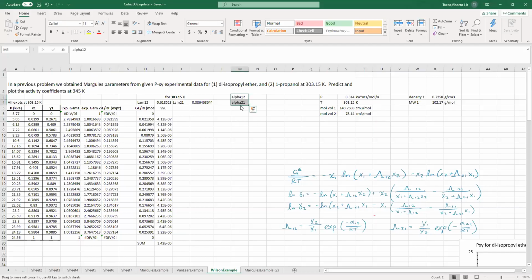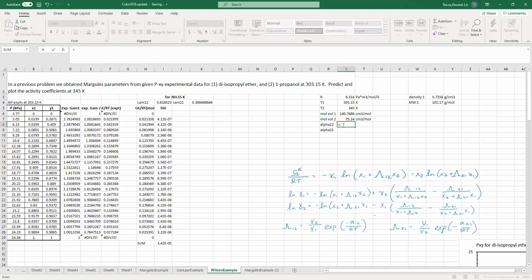I changed my mind about how I want to lay this out. I want to put alpha 1, 2 and alpha 2, 1 over there. I also want to call this T1, and I want to import another variable for T2, which is 345 K. All right, so on my notes, I've rearranged and solved for alpha 1, 2. So I encourage you to try this on your own.